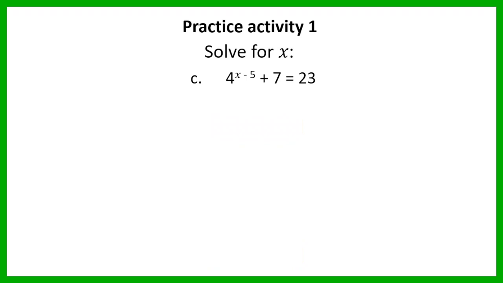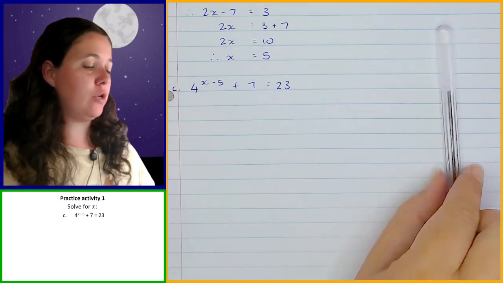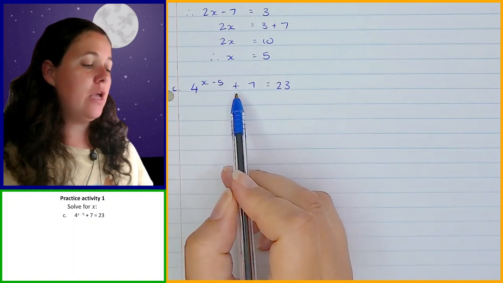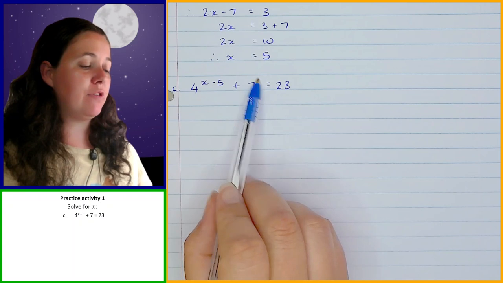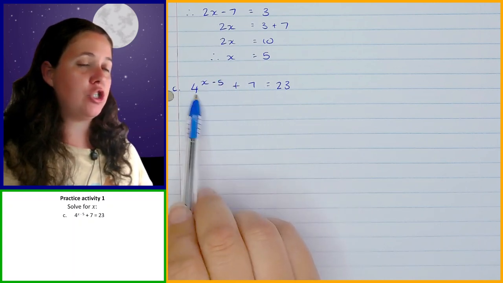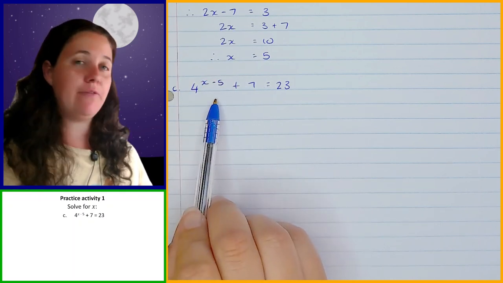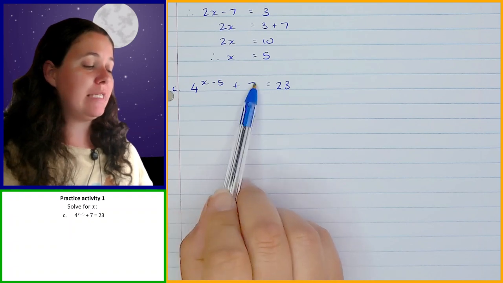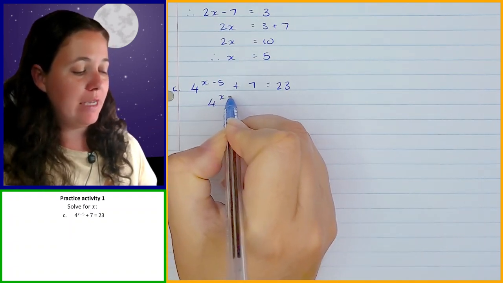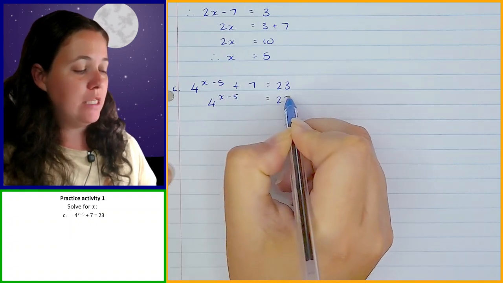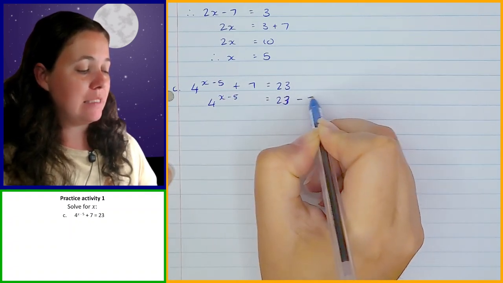Okay, so let's do that one now. In this example, we had 4 to the power of x minus 5 plus 7 equals 23. So the first thing we have to do is get rid of this plus 7. I want to have just this term on its own on the left-hand side of my equation. So I need to get rid of that plus 7 by minusing 7 on both sides. That gives me 4 to the power of x minus 5 equals 23 minus 7.